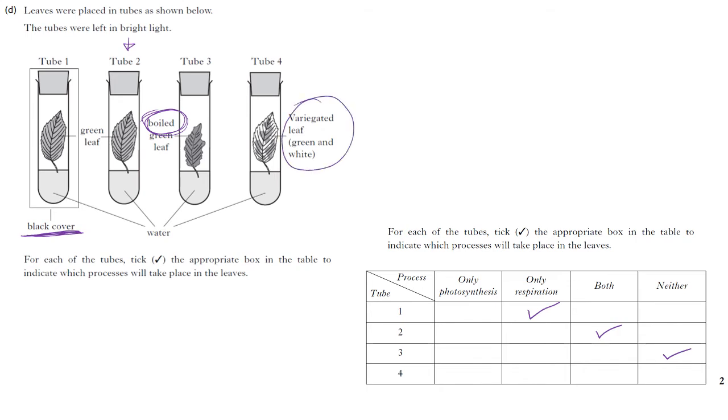Now look at test tube 4. It says it's a variegated leaf, which means it's got green and white bits, but nothing else has happened. So can this leaf do photosynthesis? The green bits, can they do photosynthesis? Yeah, they can. Is anything going to be mucking with respiration? No, it's not. They'll do both. So that one is both.